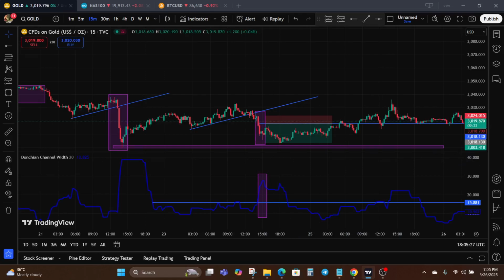So the Donchian Channel Width is quite an effective tool for spotting breakouts, analyzing volatility and confirming trend strength. By using this indicator alongside other technical tools, traders can improve their market analysis and make more confident trading decisions.